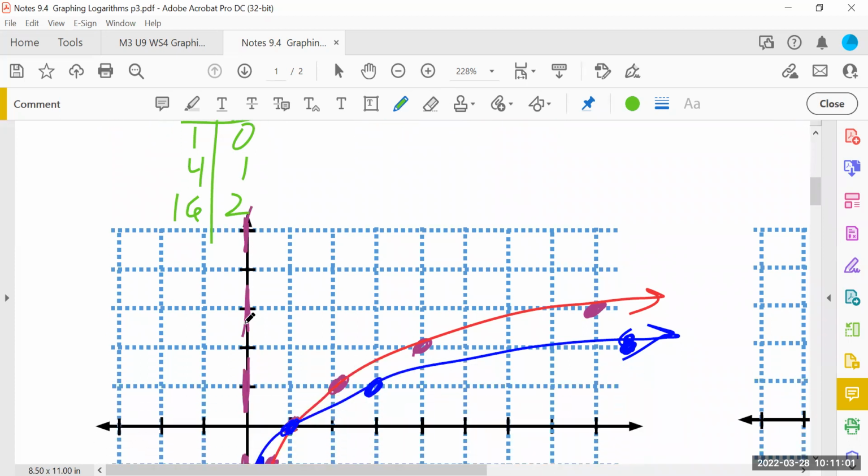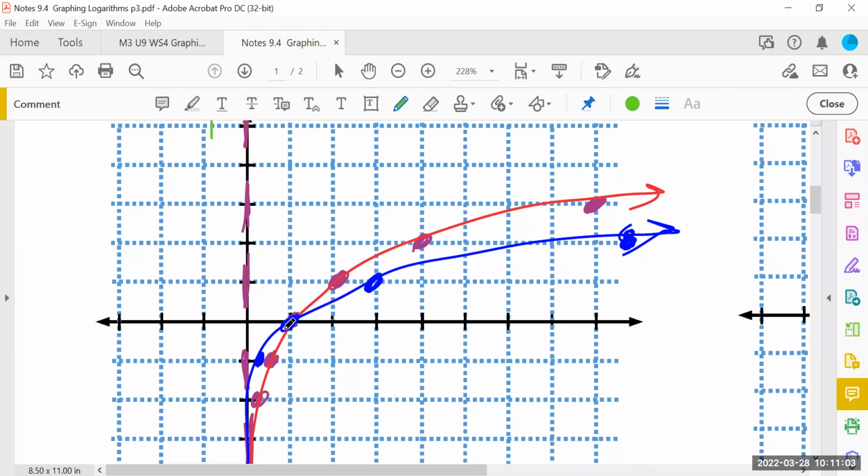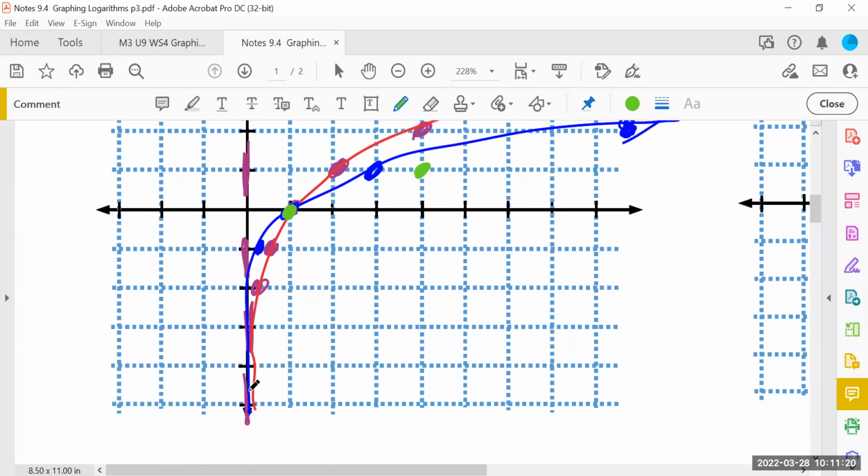So if I graph those, 1, 0. Everybody's seeing that I'm always going to have that 1, 0 point, because anything to the 0 power is 1. Doesn't matter. That's going to be our anchor point that we're going to have every time. And then from there, 4, 1, and then 16, 2, way off my graph. So again, same general shape, coming up through, and again, just accelerating off to the right.